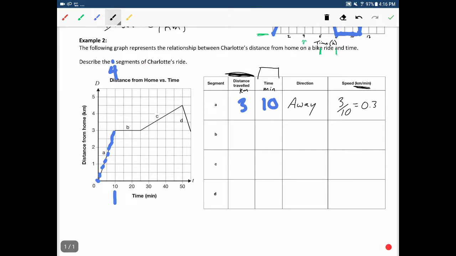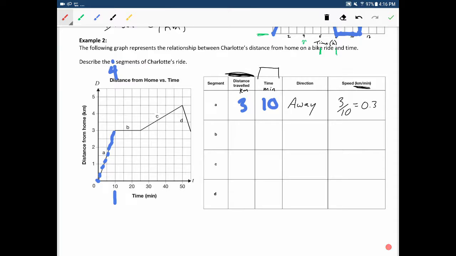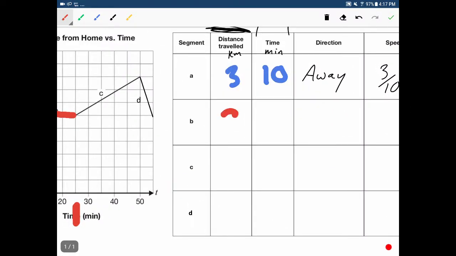All right, so now let's look at segment B. So I'll switch over to, let's go red. So segment B here. Charlotte is 3 kilometers from home. And between 10 minutes and, well, actually it's less than 30, it's 25. So we're going from 10 minutes here to 25 minutes. So 15 minutes have passed. And in that time, her distance from home remains constant. So what that means is that the distance she's traveled is 0.